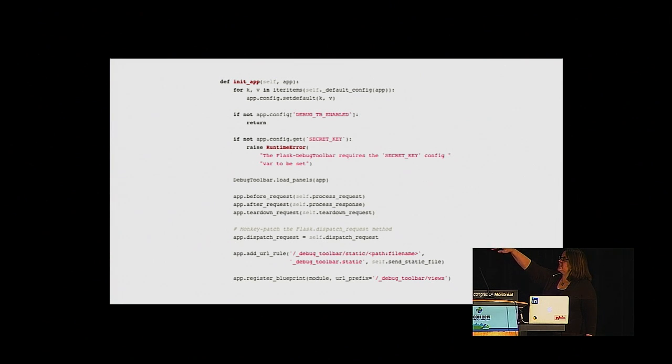And then the middle says debug toolbar load panels app. It's actually passing the app to sub-extensions, so it can do more configuration. The rest of it is just calling hooks. App before request: call me when the request starts. App after request: call this method when the request ends. Teardown request. The one over there says app dispatch request. It's actually monkey patching the dispatch request to be able to handle that view and do other things like that. And the last two lines are just adding URL routes and blueprints so it can do CSS and JavaScript and things like that.